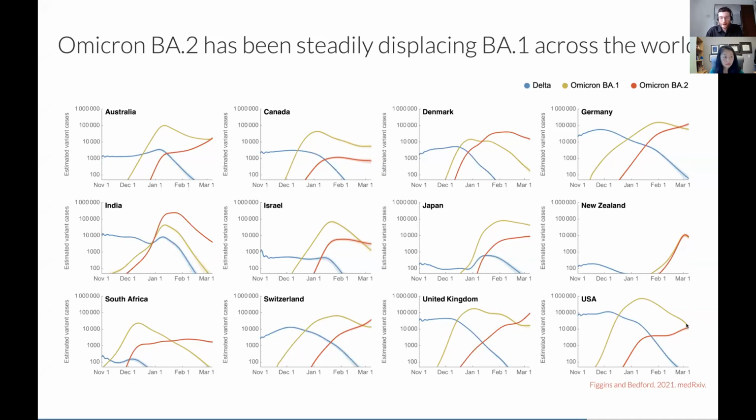This is a bit of a nowcast, where the last 10-ish days of data don't exist because of the pace of genome sequencing. So we know it back here, and we're estimating what we see over here.